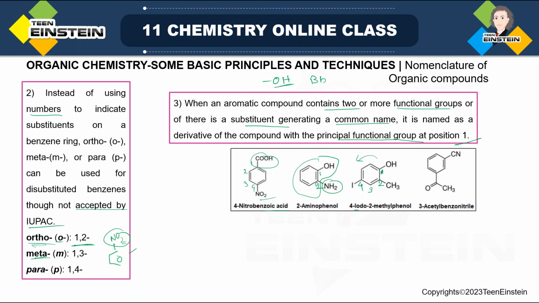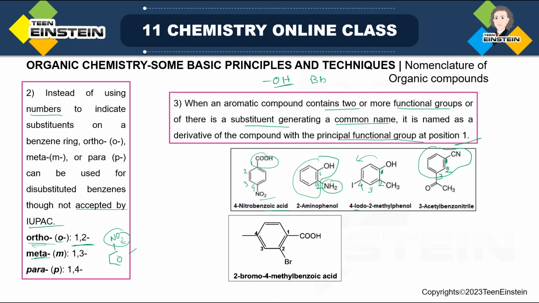Now in this case, though it is not encouraged under IUPAC, as this generates a common name that is already mentioned in the previous slide, benzonitrile, and at the 3 position there is an acetyl group. Acetyl group is COCH3. This is one. There is one more example.